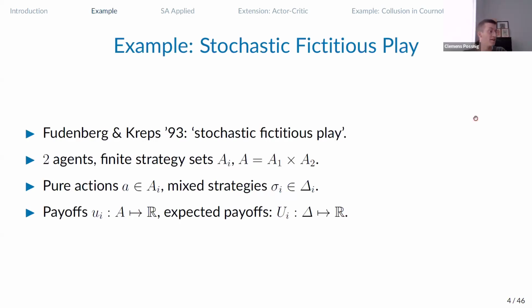All right, so the example is a well-known example. It was introduced by Fudenberg and Kreps in '93, stochastic fictitious play. In our case, we look at a very simple version of that where there are only two agents. They play on finite strategy sets A^i, choosing pure strategies or mixed strategies, which are going to be called sigma, on the set of distributions over A^i. They will be endowed with Bernoulli payoff functions and expected utility payoff functions that evaluate their expected payoffs based on mixed strategies of their opponents.